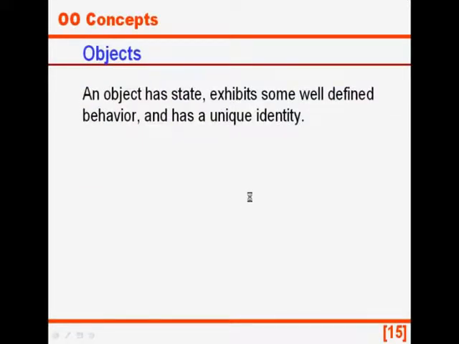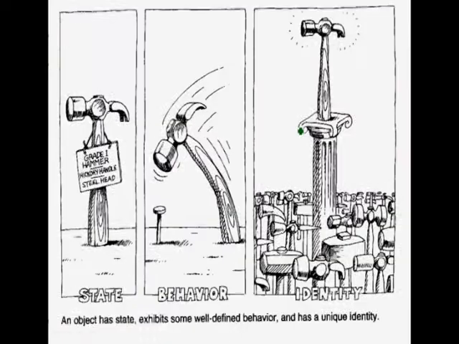What is an object? Again, the definition from Grady Booch: an object has state, exhibits some well-defined behavior, and has a unique identity. This is again the picture from the Booch book. It has a state. It looks like this. The hammer looks like this. It has a behavior. The hammer is used to hit nails, and every hammer is different from the other hammers out here.